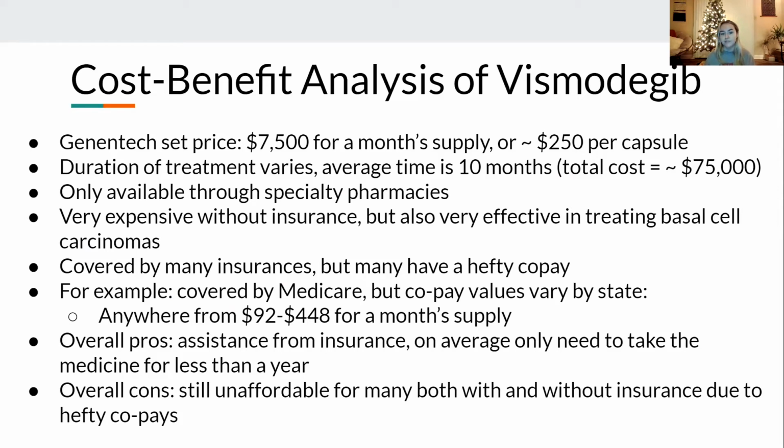For example, it's covered by Medicare, but the copay values vary by state and can be anywhere from $92 to $448 for a month's supply. Overall pros include assistance from insurance, and on average, you only need to take the medicine for less than a year. But on the other hand, it's still unaffordable for many, both with and without insurance, due to hefty copays.